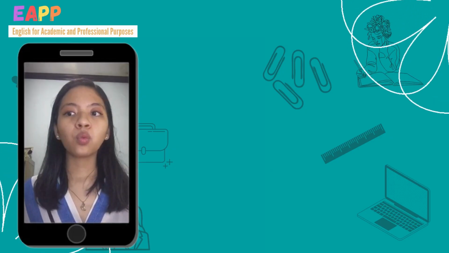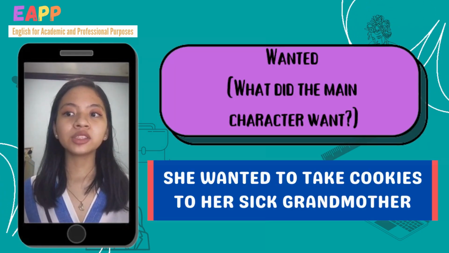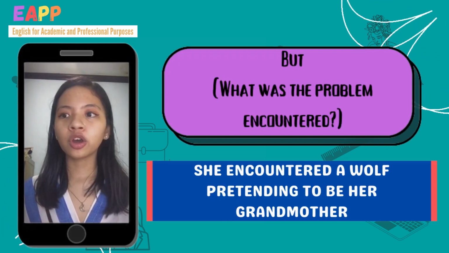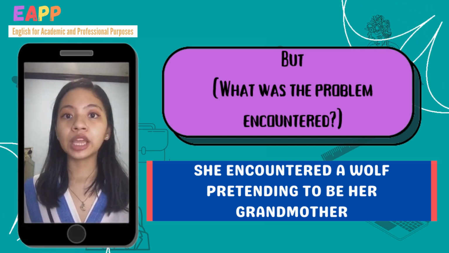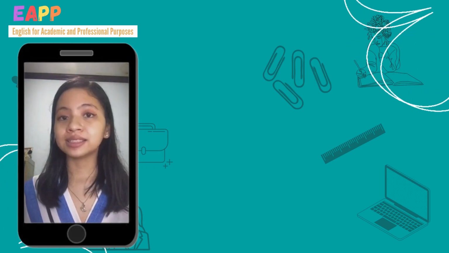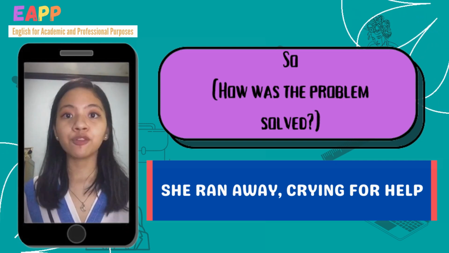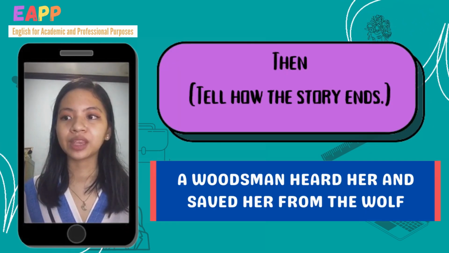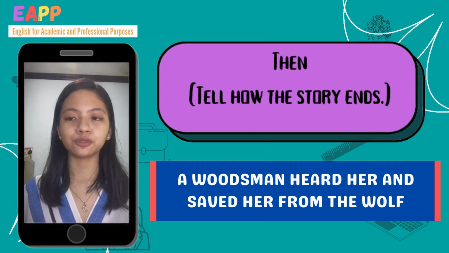And then next, Wanted, or what did the main character want? She wanted to take cookies to her sick grandmother. But, or what was the problem encountered by the main character? She encountered a wolf pretending to be her grandmother. Next phrase is So, or how was the problem solved? She ran away crying for help. And then, tell how the story ends. In this part, a woodsman heard her and saved her from the wolf.